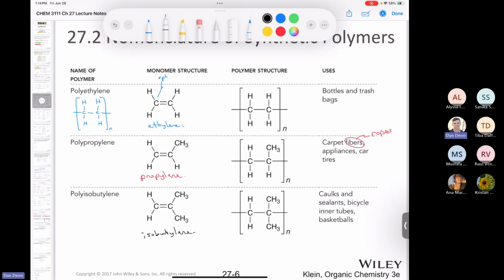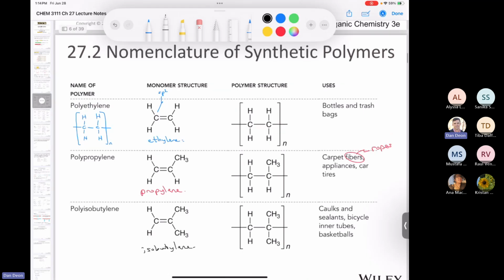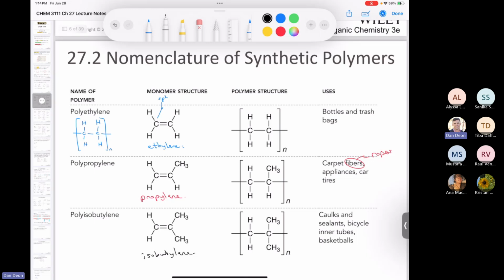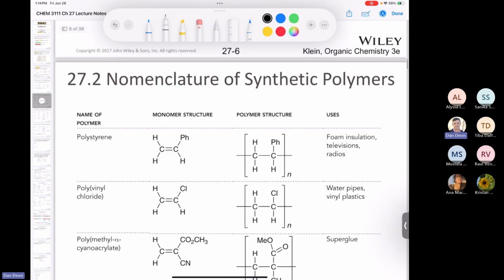I know that butyl rubber is found in basketballs, but I'm sure that building a basketball isn't that simple. So I don't know everything there is to know about building basketballs or inner tubes. But anyhow, there you go.